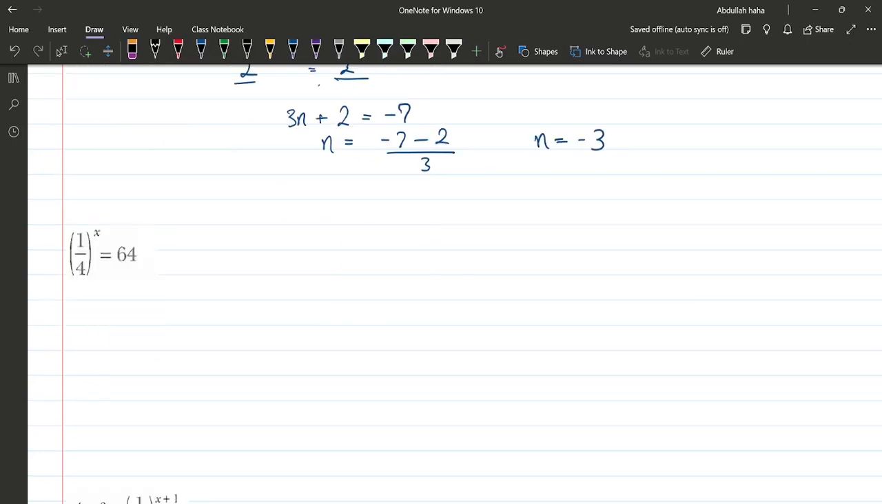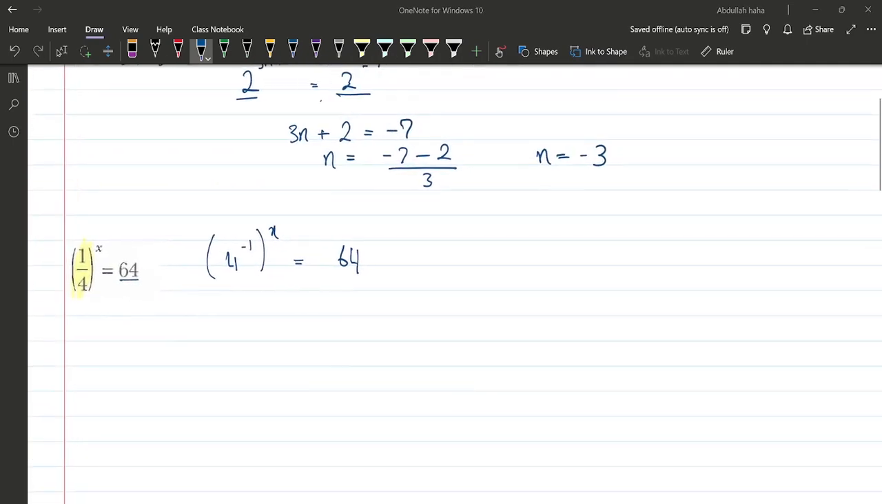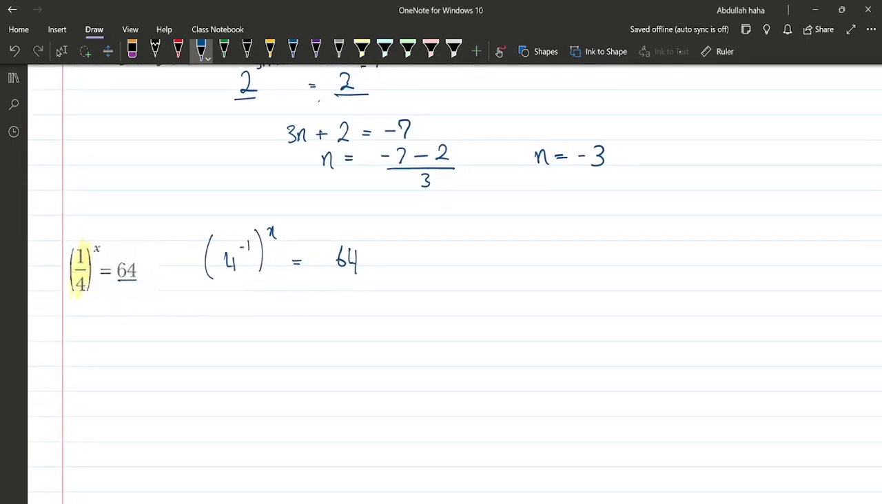Moving on, next we're going to do the same thing. What we want is to make sure both sides have the same base. So let me rewrite this fraction first as 4 to the power minus 1, all to the power x, which equals 64. Now I could write this as a power of 2 and write this as a power of 2, or I could write both of them as a power of 4, I mean a base of 4. So I don't have to change anything here, I can just change something here.